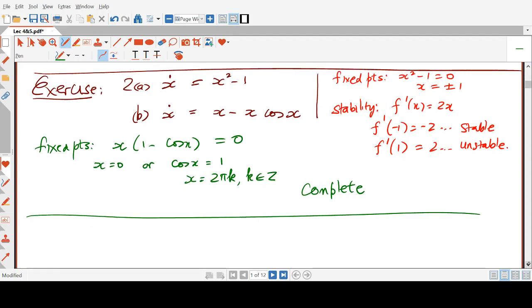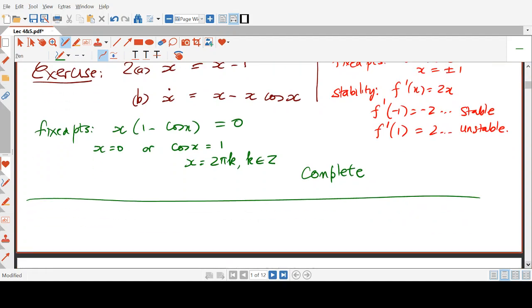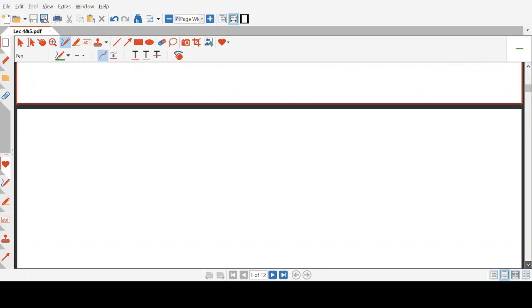I want to now move on to some other teaching material. Bifurcation of equilibrium points. Bifurcation means to split up, like a road. If you come to a fork in a road, you can say the road bifurcates. It goes in two ways. So let's start with that.